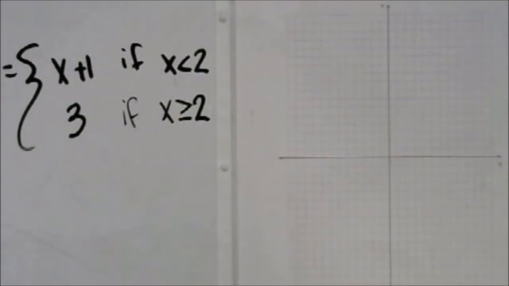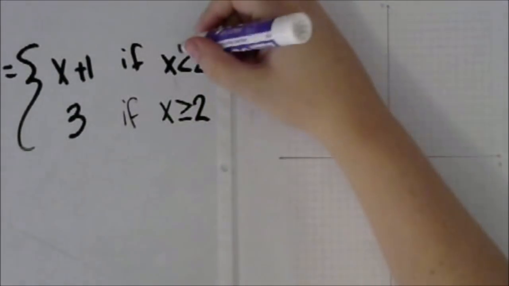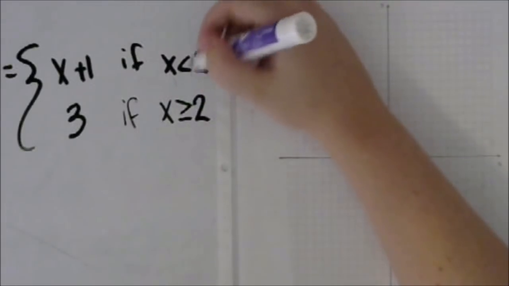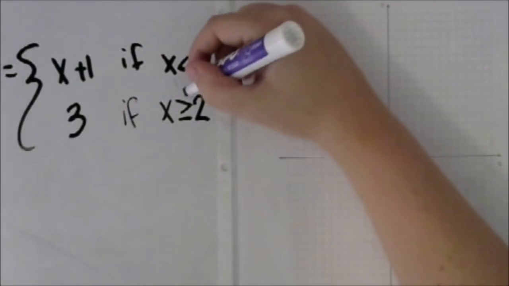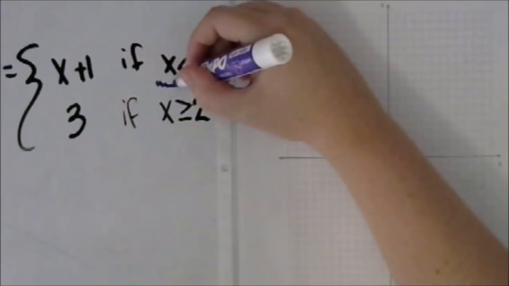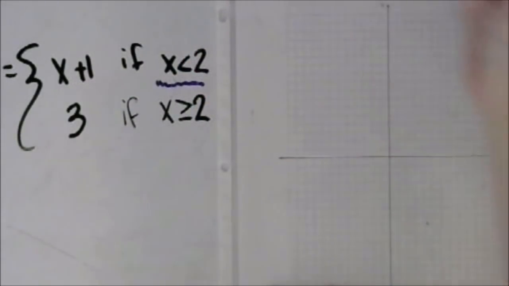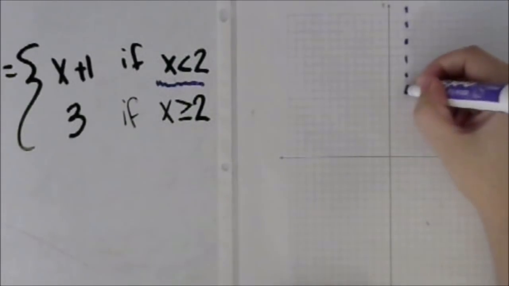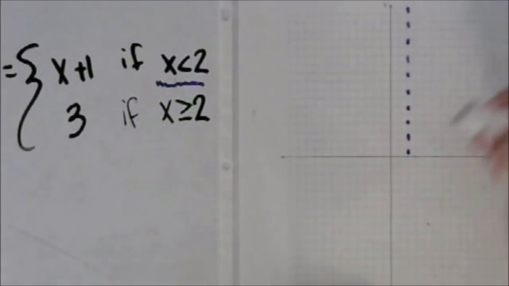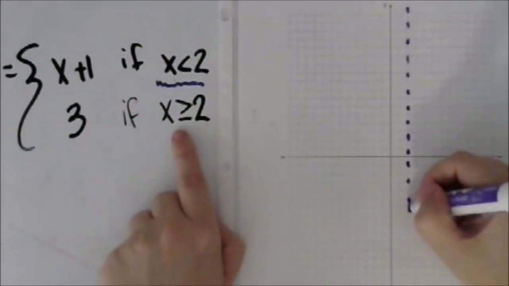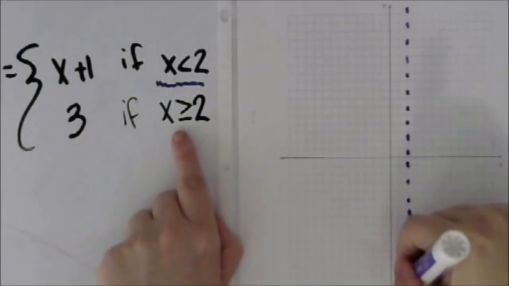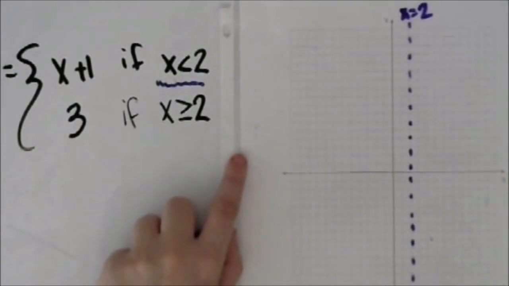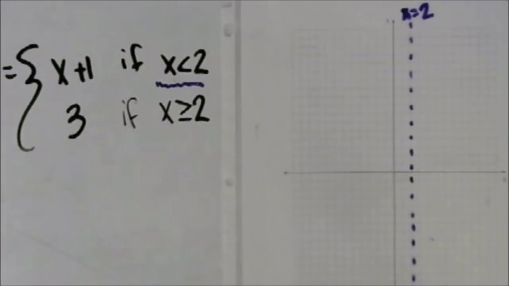And the first thing I'd like to recommend is that you mark your domain with either a dotted line or a solid line, depending on if it's exclusive or inclusive. So I'm going to head over to 2, and I'm going to put a dotted line through x equals 2. This is the boundary where one function ends, and it actually marks where the second function begins. So I like to mark my domains as dashed boundary lines to help me graph the function a little bit clearer.